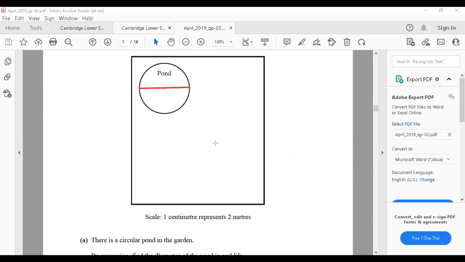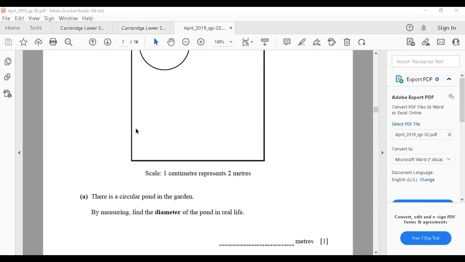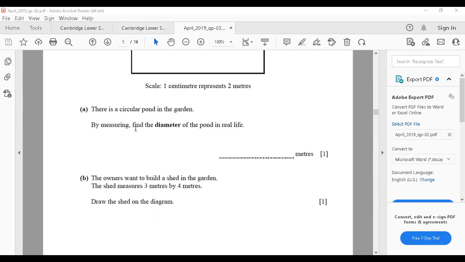He wrote the diameter scale by centimeter in this diagram. We measured it here as 3 centimeters, so when we convert it, we convert it to meters. It says the owner wanted to build a shade in the garden. The shade measures 3 meter by 4 meter. Draw the shade on the diagram.